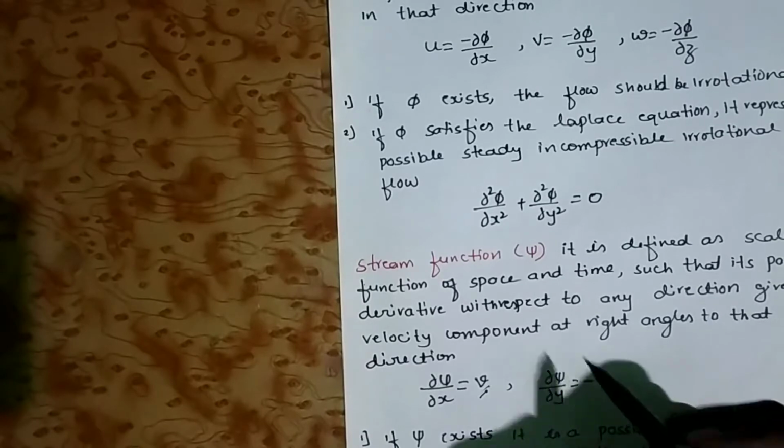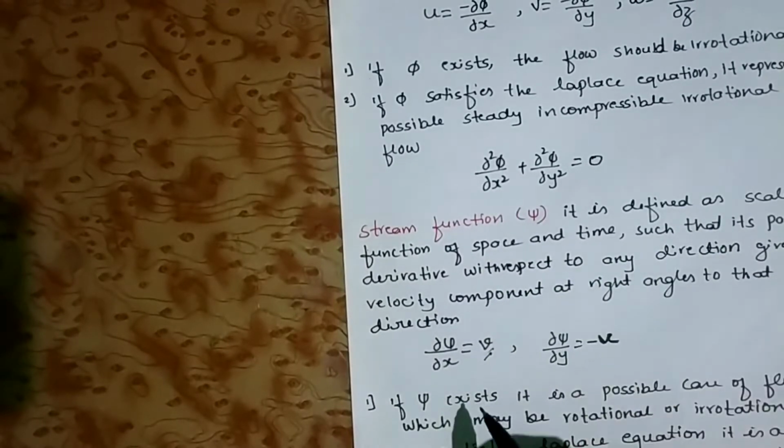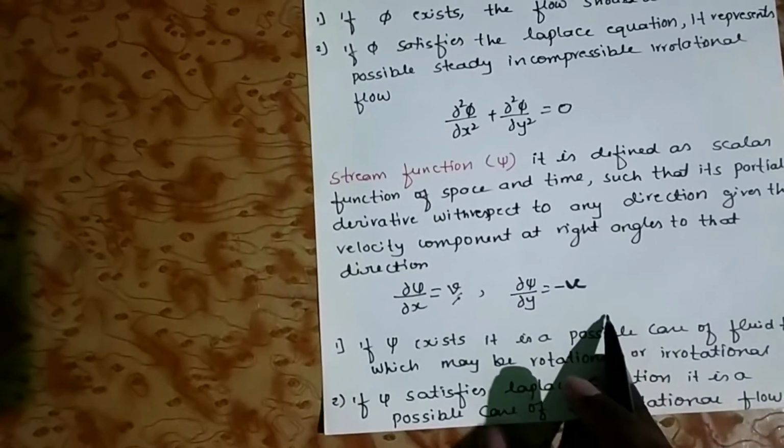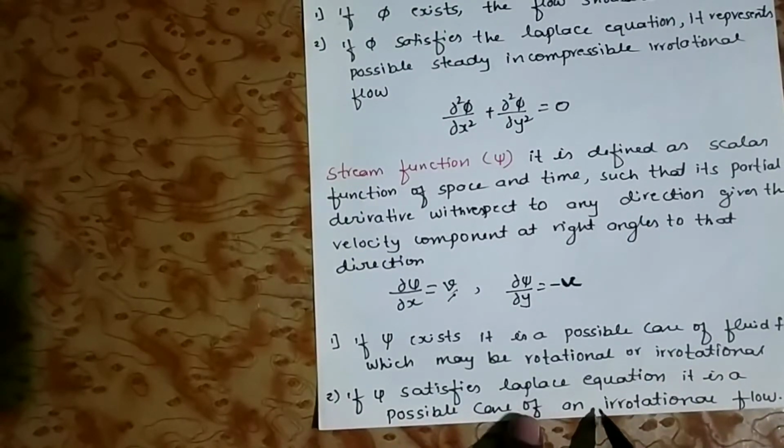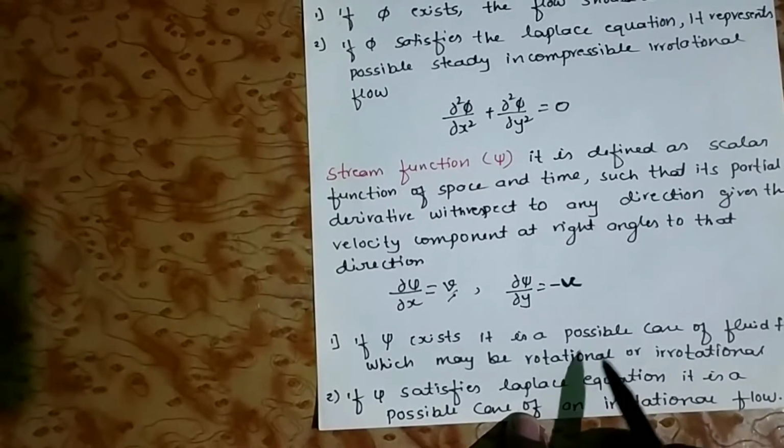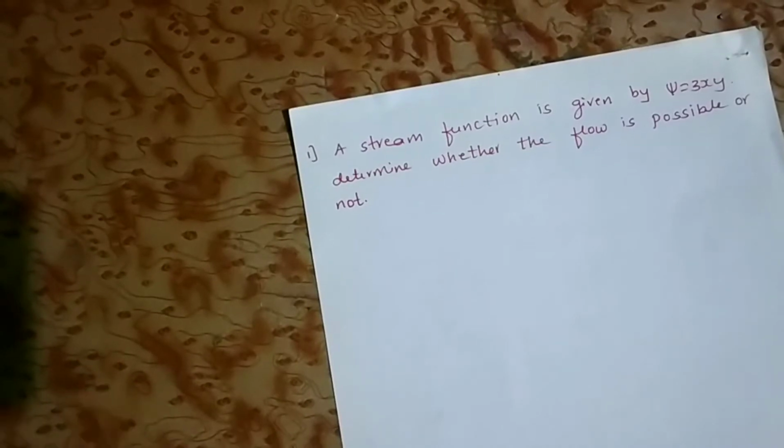The properties of this stream function include: if psi exists, it is a possible case of flow, and the flow may be rotational or irrotational. And if psi satisfies the Laplace equation, it is a possible case of irrotational flow. Again, the Laplace equation is given by ∂²psi/∂x² + ∂²psi/∂y² = 0. Now let us solve one problem related to this stream function.